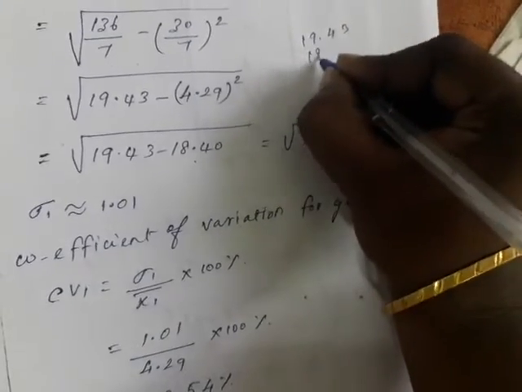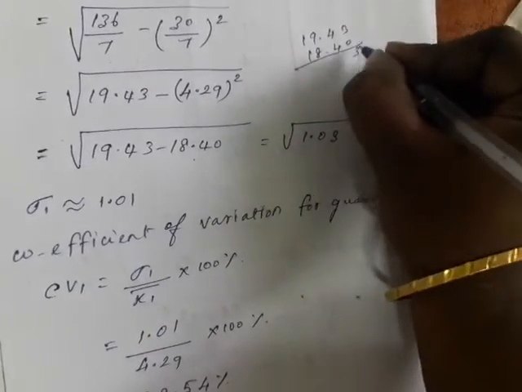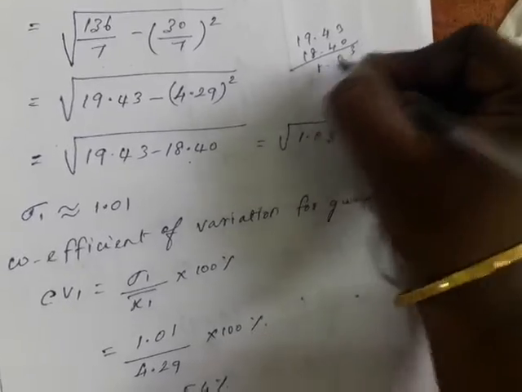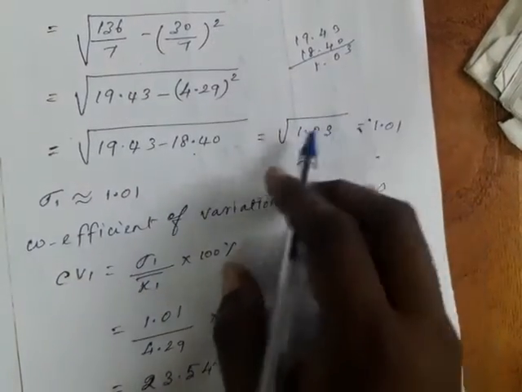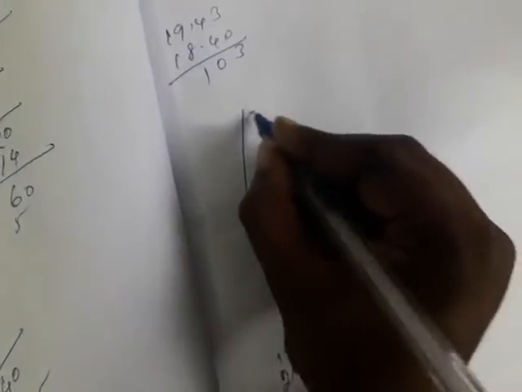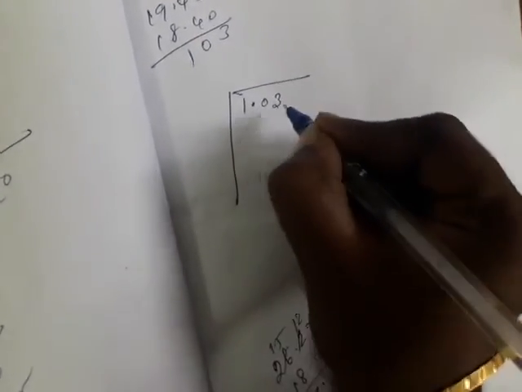19.43 minus 18.40. So 3, 0, 1. 1.03. Square root of 1.03. How will you find out the square root of 1.03? Like that only. 1.03.